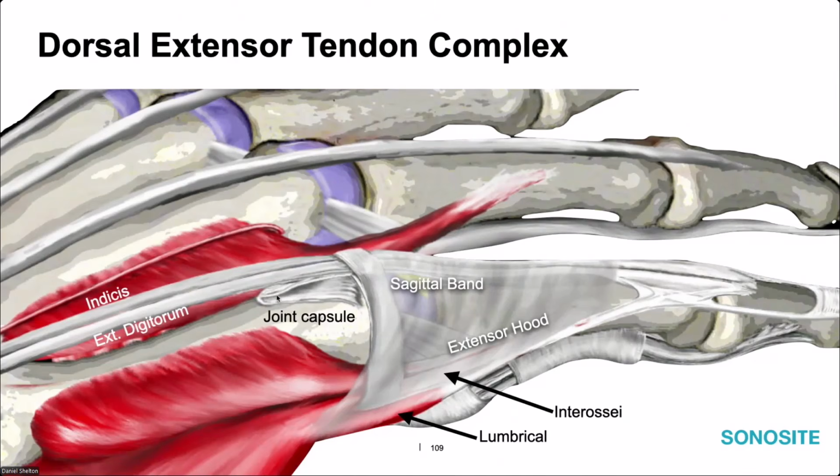We've already talked about the joint capsule, so we won't go into a lot of detailed anatomy on that like the arthritic webinar, but I do want to show you the relationship where the joint capsule is underneath the sagittal band. So the joint capsule goes underneath the sagittal band. We can see the sagittal band coming up to envelop the extensor tendons.